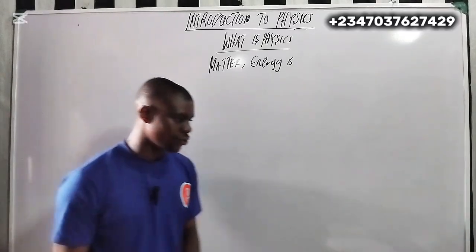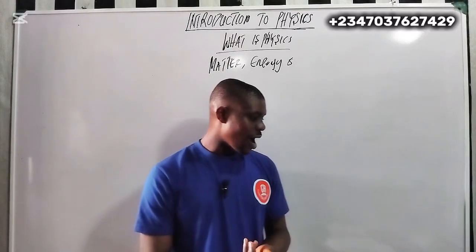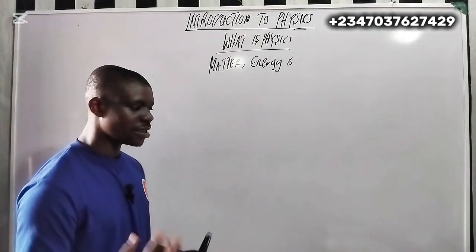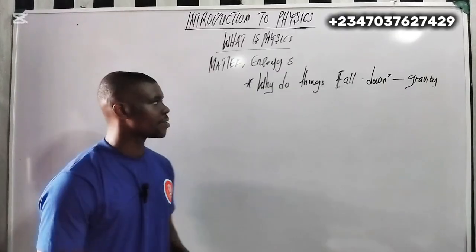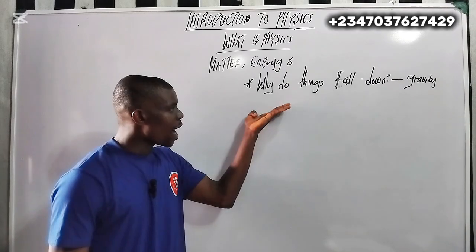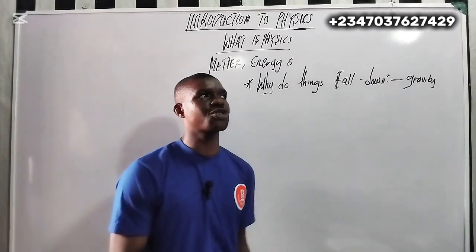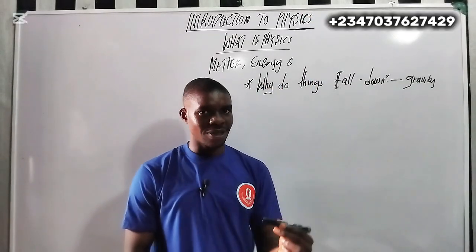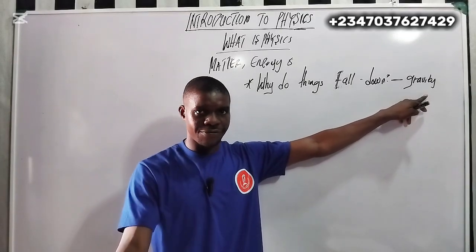Now, I'm going to break it down for you. Physics is all about understanding how the world around us works. These are the questions it answers. Let me write it down. Questions it answers. Why do things fall down? The answer is gravity. Remember, when you throw anything up, it falls down. What acts on that object to make it fall down is gravity, which we are going to look at further in physics.